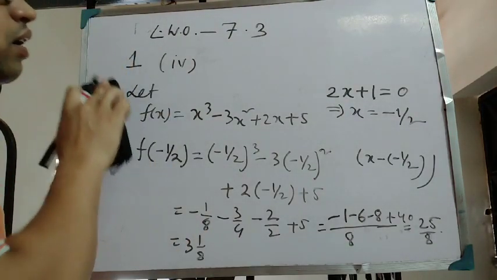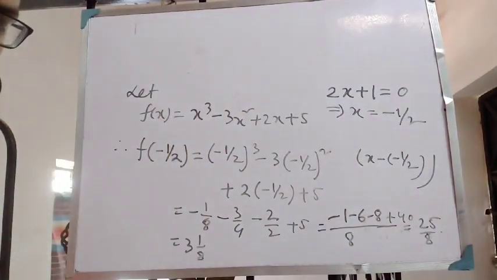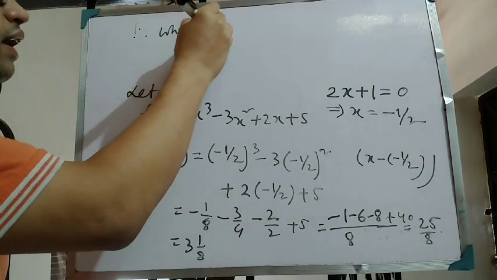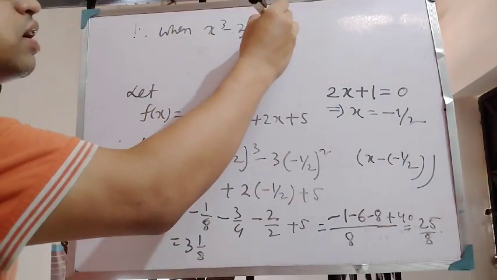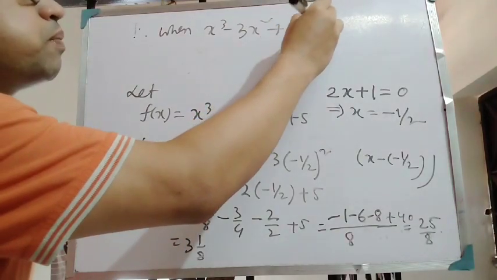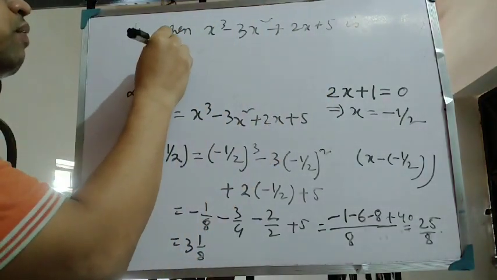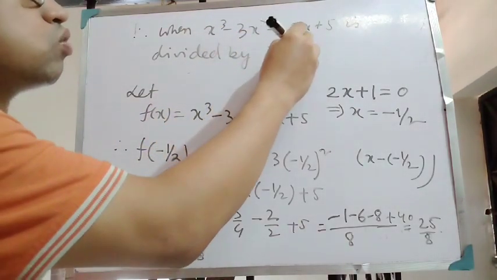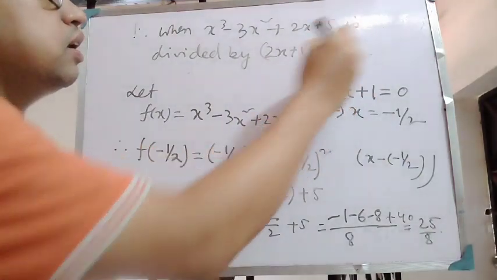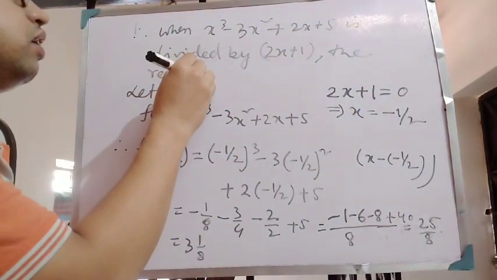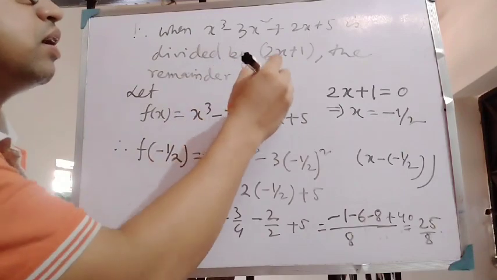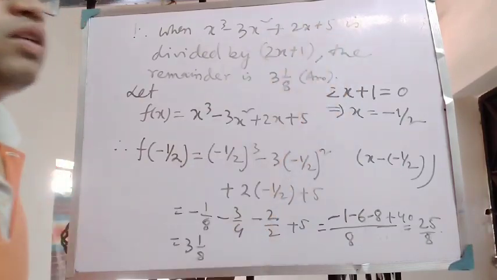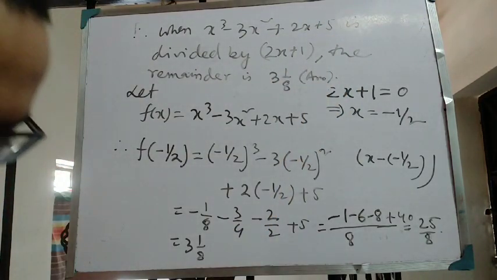So you have to write the answer in a complete sentence. Therefore, when x cube minus 3x square plus 2x plus 5 is divided by 2x plus 1, the remainder is 3 whole 1 by 8, and that completes the solution of this problem.